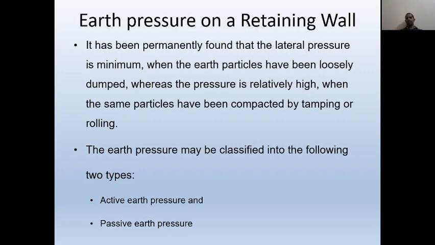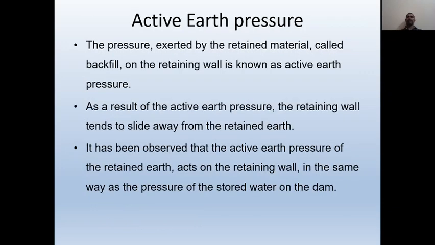The earth pressures may be classified into two types: active earth pressure and passive earth pressure. What is active earth pressure and what is passive earth pressure? Those are what we'll be discussing. First, let us take up active earth pressure. It is the pressure exerted by the retained material, that is the backfill, on the retaining wall, and is known as active earth pressure. So here the earth or backfill is exerting pressure on the wall.